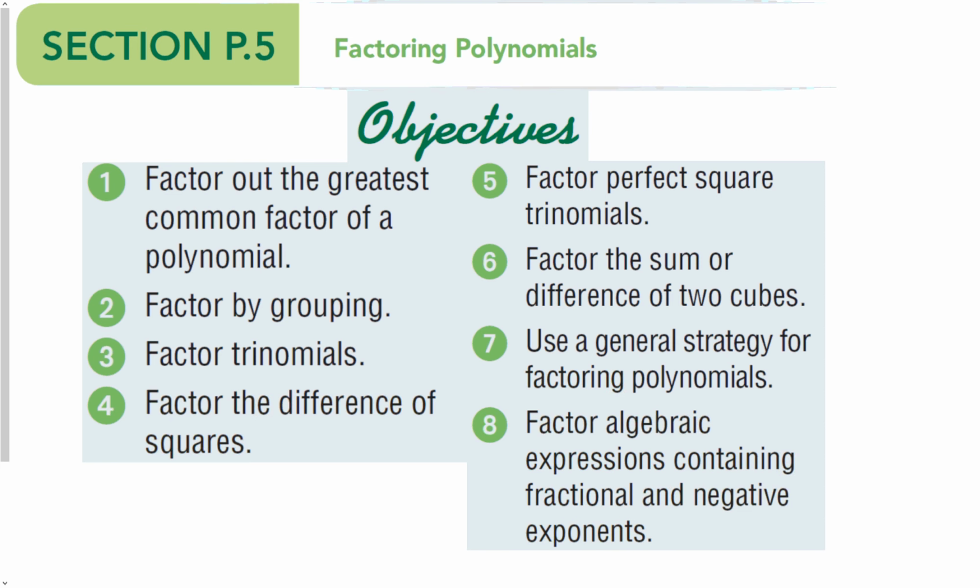On our objectives for factoring, we're going to look at many different types of factoring techniques. First, we're going to factor out the greatest common factor, then grouping, then trinomials, and then some of the special cases like the difference of squares, perfect square trinomials, and the sum and difference of cubes. Then we'll finish by talking about a little bit of a general strategy for what you should do to factor polynomials as far as you can. And finally, we are going to factor algebraic expressions containing fractional and negative exponents.